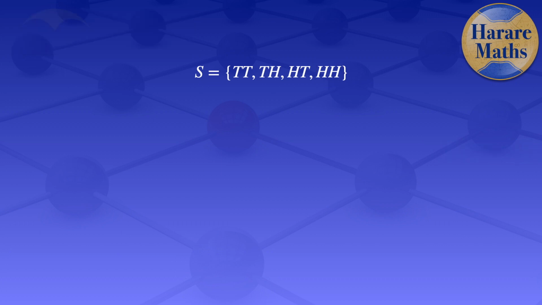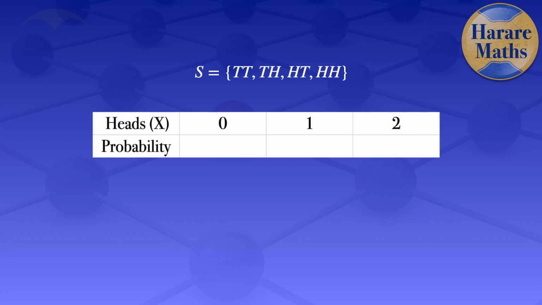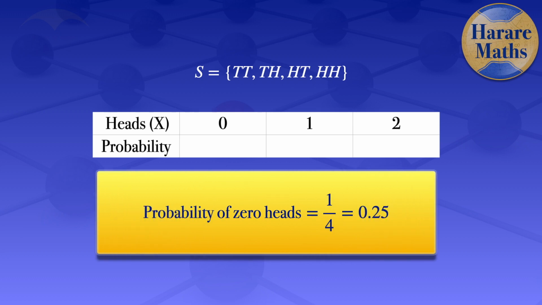When we want our probability distribution, we'll draw a table with the number of heads. We say it is 0, 1, or 2. Then we write the probability. For the probability of 0 heads, that is the first one there, tail, tail, and it's 1 out of the 4. So it will give us a probability of 0.25. We write the 0.25 in the table for 0.